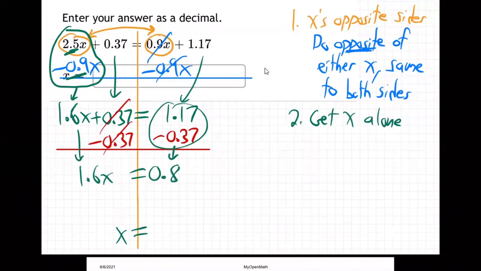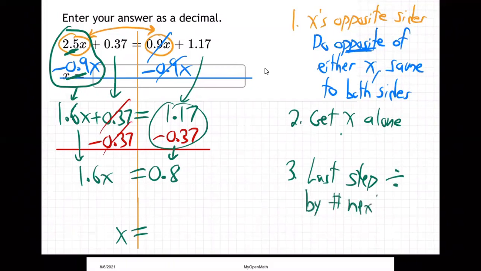Okay, now what's the last step? Remember, it's always divide, huh? So last step, divide by the number next to x. Divide by 1.6. Boom, boom. Just hit the buttons on your calculator. I'm getting 0.5. There we go.